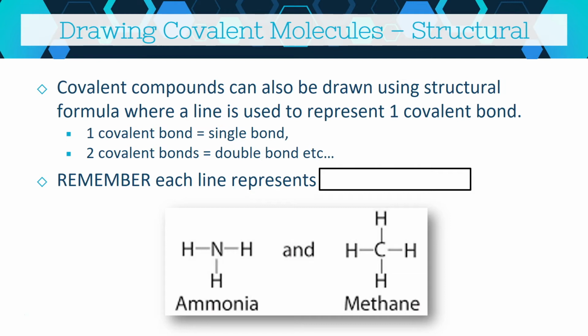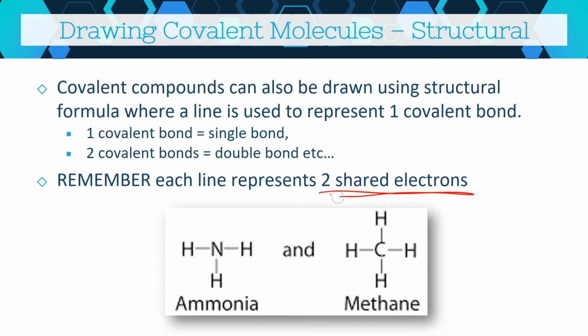So covalent compounds can also be drawn using structural formula, and a line is used to represent one covalent bond. So one covalent bond is a single bond and it's got one line. Two covalent bonds is a double bond and it has two lines. Three covalent bonds is a triple bond and it has three lines. So you need to remember though that each line represents two shared electrons. So this is two electrons, this is two electrons, and this is two electrons. And the same for the ones around here.